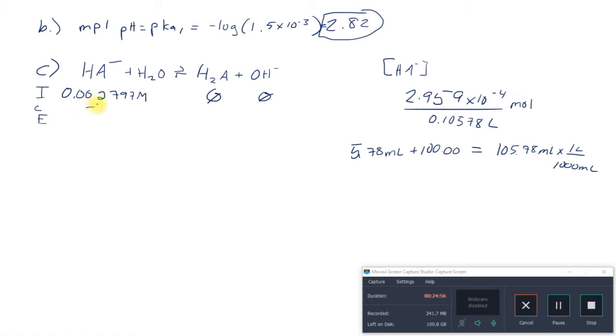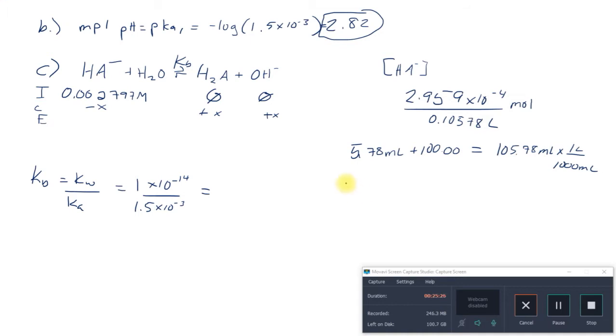Okay, and so our change at equilibrium is going to be the same kind of setup as always. All right, and so this is going to be a Kb because it's a base, which means I have to use the relationship here. And so 1.5 times 10 to the negative 3. Oh, this is going to be a really tiny Kb because that Ka is so large.